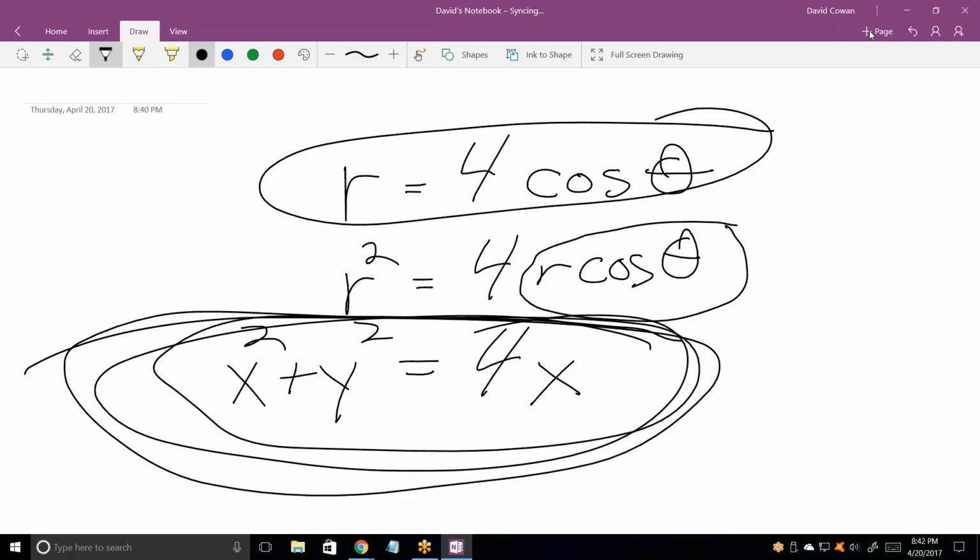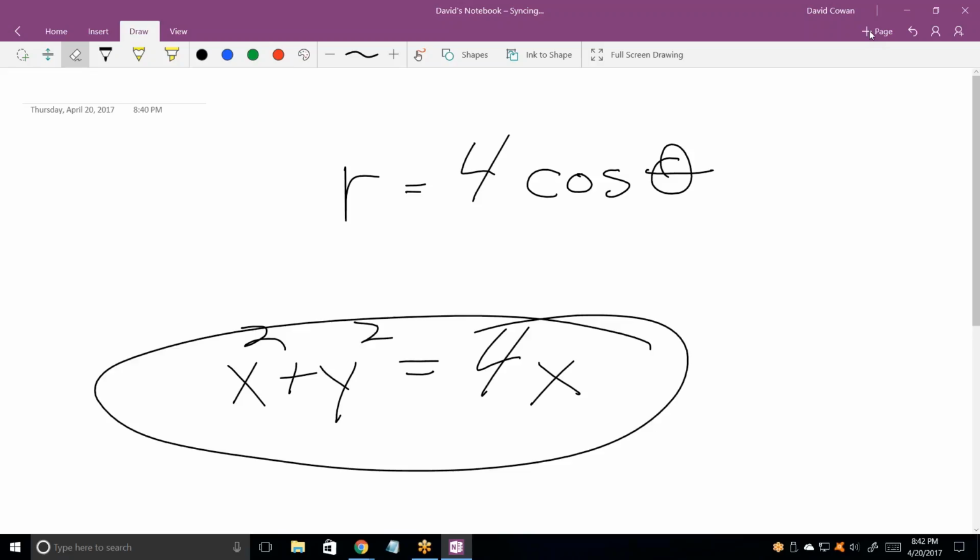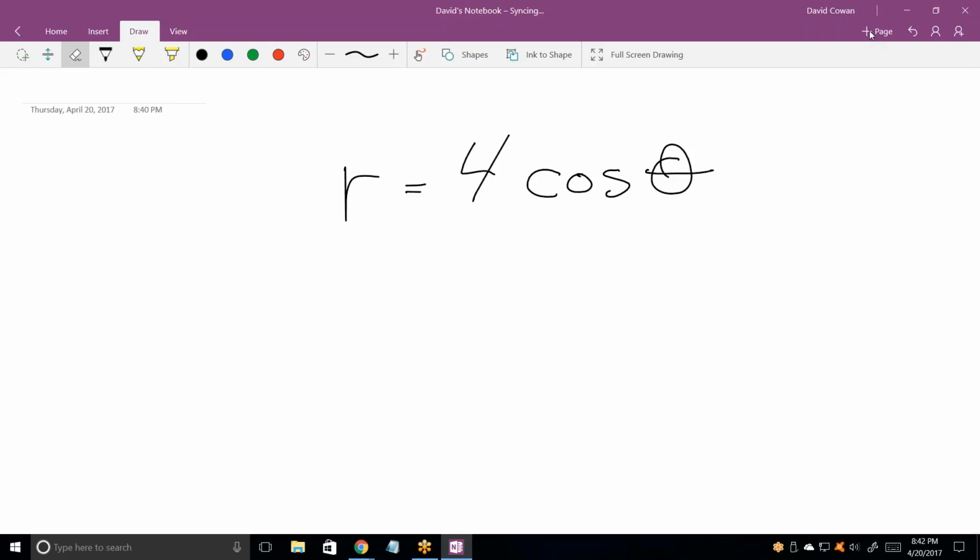But it wasn't that easy to do. In other words, if you weren't familiar with this technique, that might be hard. If I didn't know that I had to multiply both sides by r, what else could I do here? Let's see. I could do, no, that'd be hard. I don't know really what you could do.